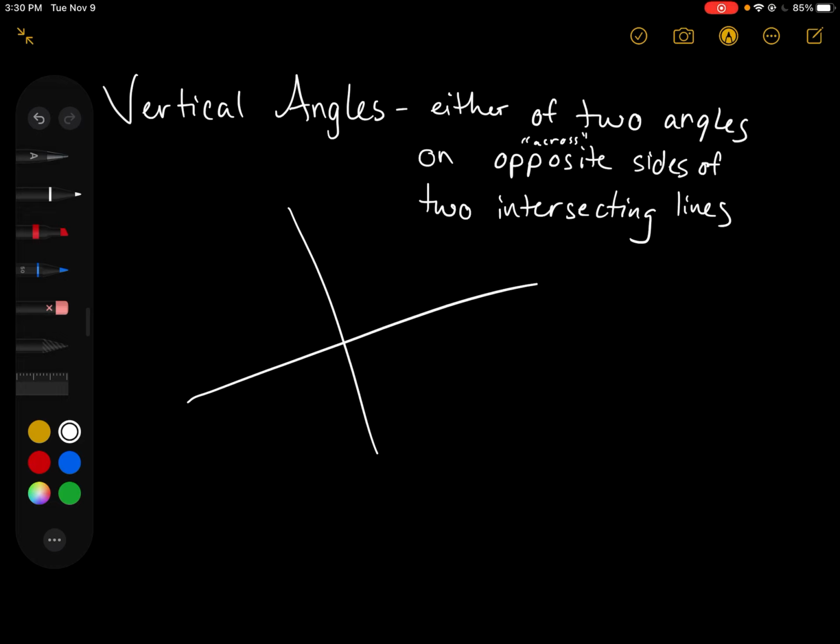So if we have two lines that intersect, there's opposite sides, they're across. Here's opposite sides, here's across. So you can see that in color today. Sorry if you're colorblind. So angle 1 and angle 2 are vertical angles, and angle 3 and angle 4 are also vertical angles.